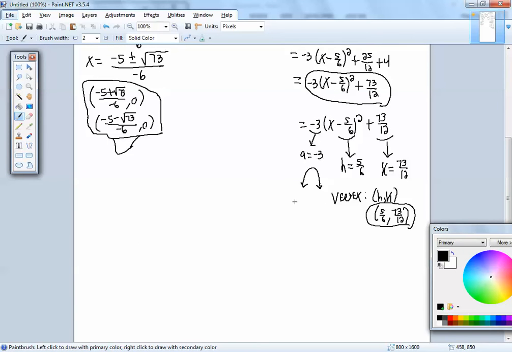Our axis of symmetry will be x equals h, and h was 5/6, so we got x equals 5/6. Now our graph opens down, which means it has a max. Specifically, it's an absolute max and relative max. I'll just simply say max. Max is equal to k, which was 73 over 12.